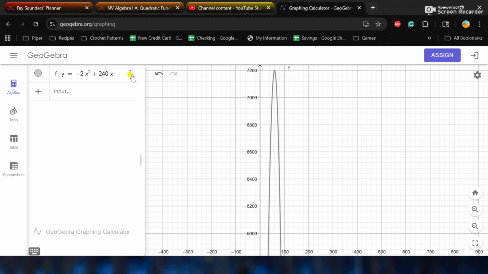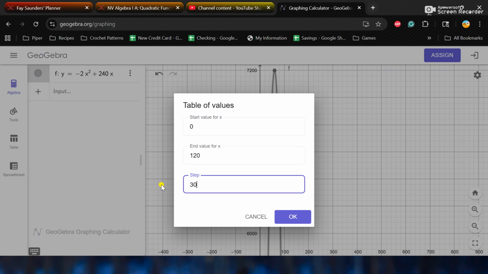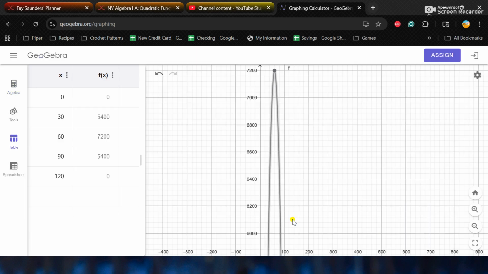So we're going to make a table of values. Let's see if it did it. Table of values. Start value. I've never seen this before. I don't know why it did this. We're going to say the start value of x is 0 and the end value is going to be 120 because that's how much fencing we have. And we're going to do steps of 30 because that's what they used. Sure. Okay, so there's our table. Oh no, they went 0, 20, 50, 60, 70. They did something weird. But whatever, here's our table.